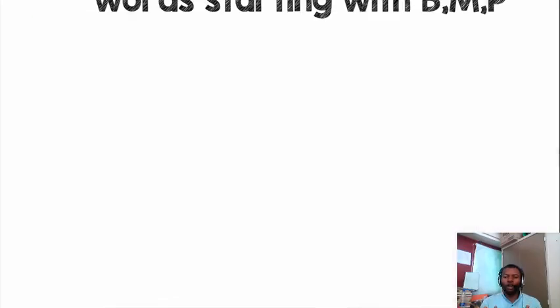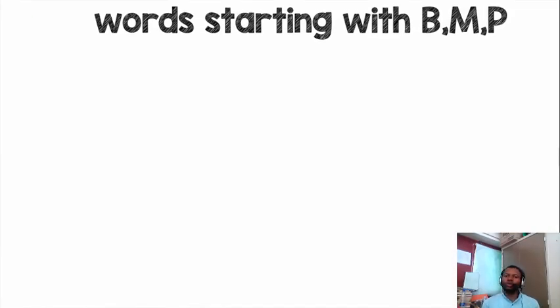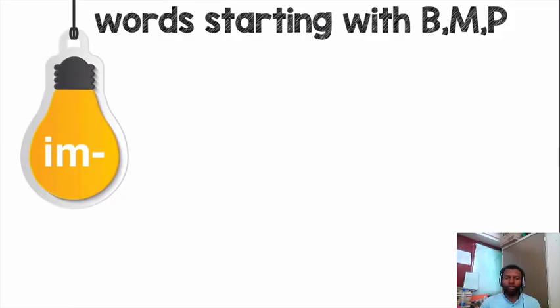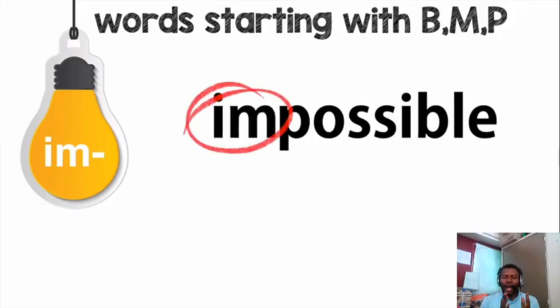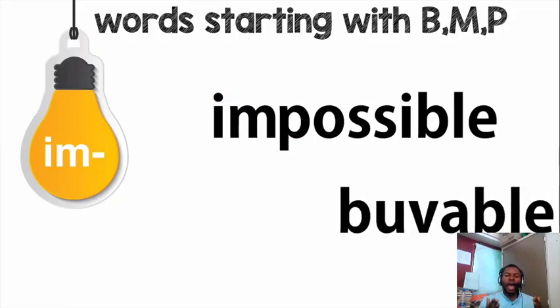It means unknown. Now there are words that begin with B, M, or P. Those are general. We're going to add im as the prefix. For example, the word possible. We add im to say impossible. That's possible in French, impossible in English.